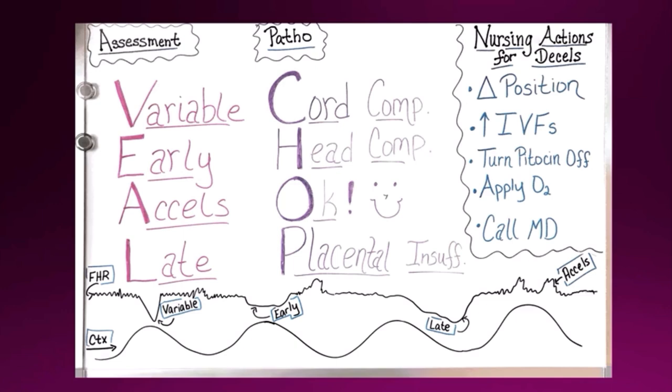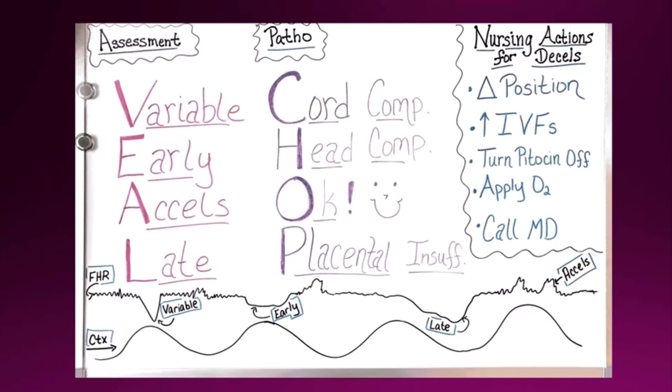So when we're doing a fetal heart rate assessment, the VEAL part is what you're actually going to assess in the baby: variable decels, early decels, or late decels. And then the CHOP is going to be your pathophysiology. So let's go through these one by one. Variable decels, very abrupt, maybe with or without contractions, but they indicate cord compression.